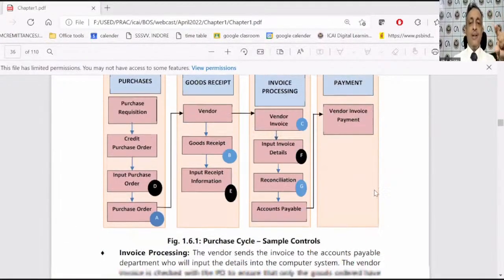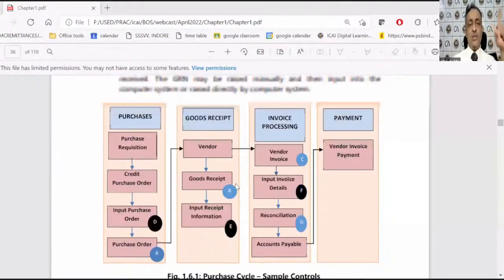So there is a chart given, and this chart is good because it defines the nature of control through the alphabets in the circles. We have A in a blue circle, B in a blue circle, C also in a blue circle, G is also in a blue circle, D, E, F are in black circles. Just keep a tag of it. So this flowchart is good.